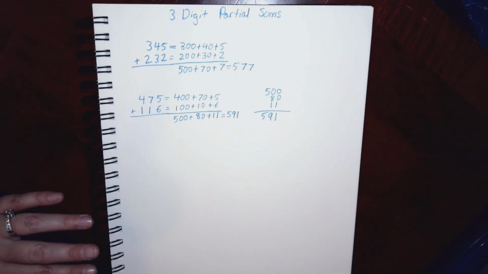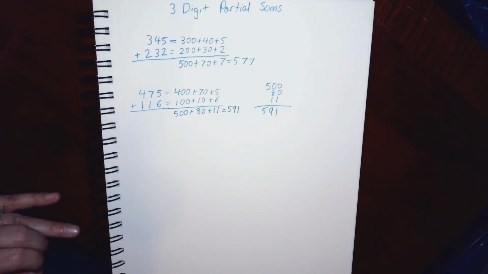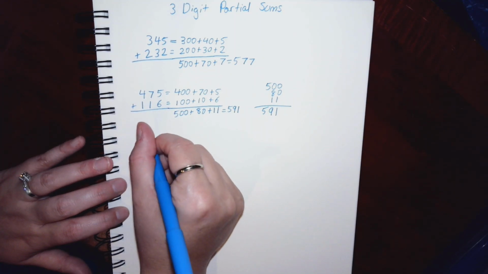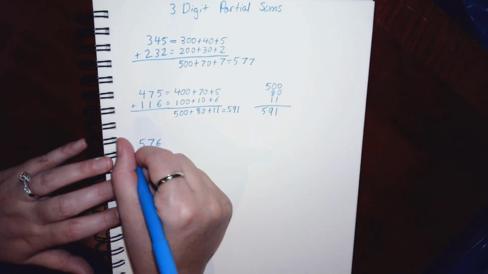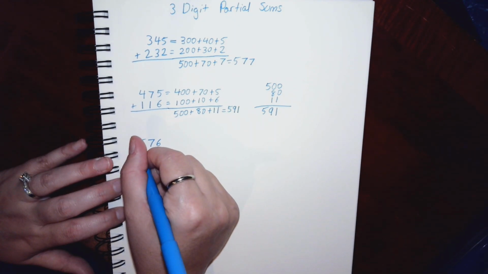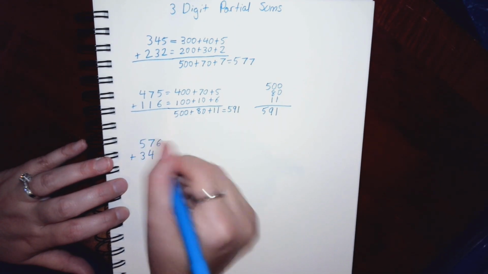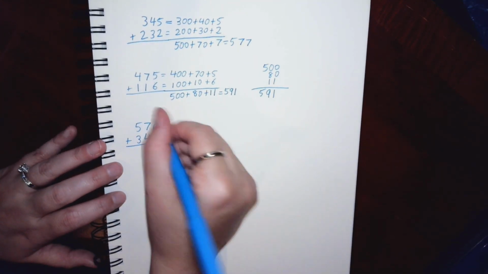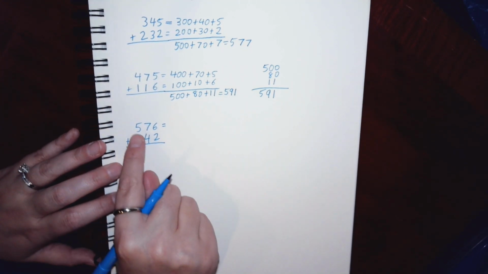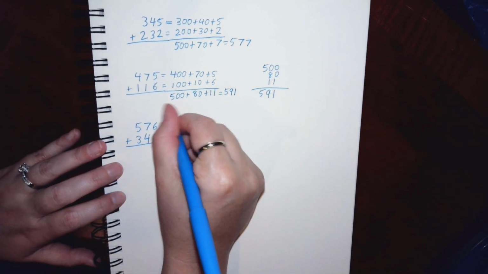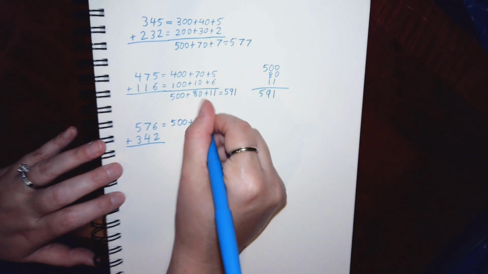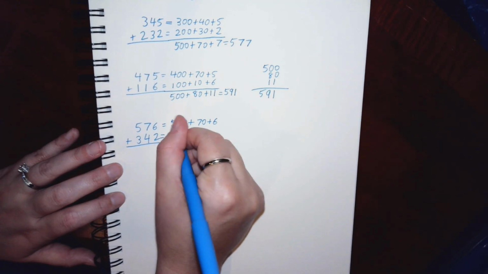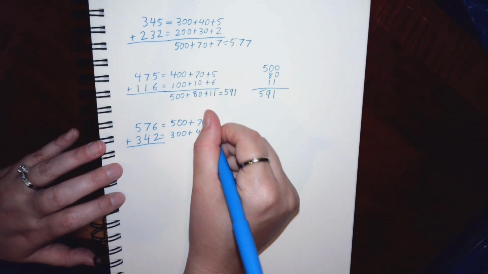Okay, so let's do 576 plus 342. Okay, we're going to expand that out. So the value of each digit. So I have 500 plus 70 plus 6. And then this one would be 300 plus 40 plus 2.